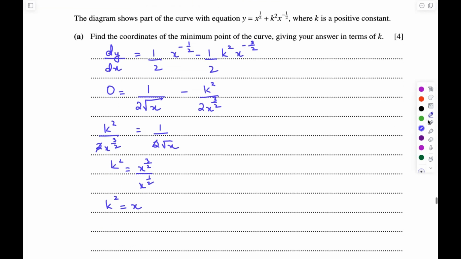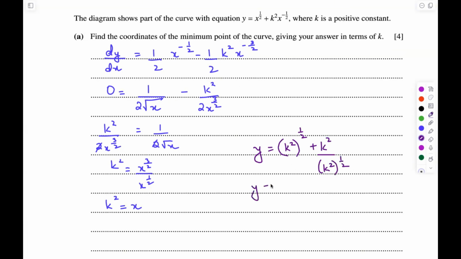So the x coordinate is k squared. Now, once we have the x coordinate, we can find the y coordinate by substituting x equals k squared into the equation of the curve. As y was equal to x to the power half, this will become k squared to the power 1/2 plus k squared into x to the power minus 1/2. So we can write it in the denominator as x to the power 1/2, and in place of x, we can write k squared to the power 1/2.